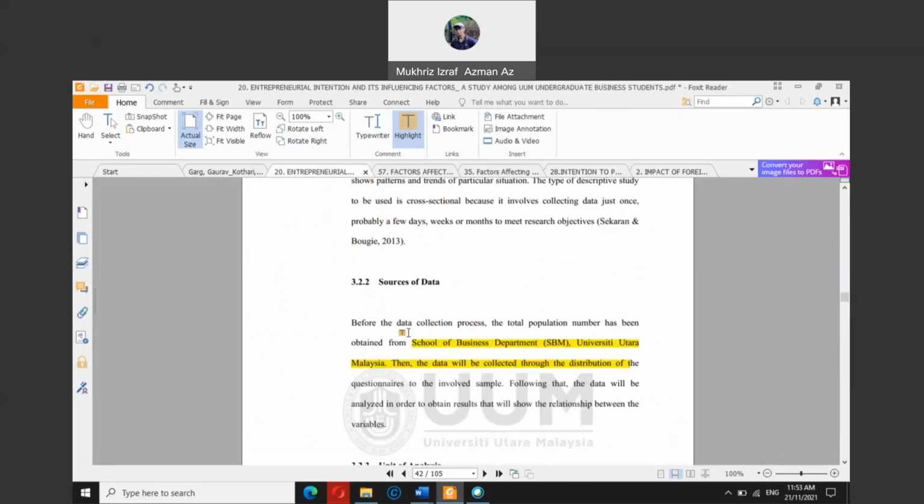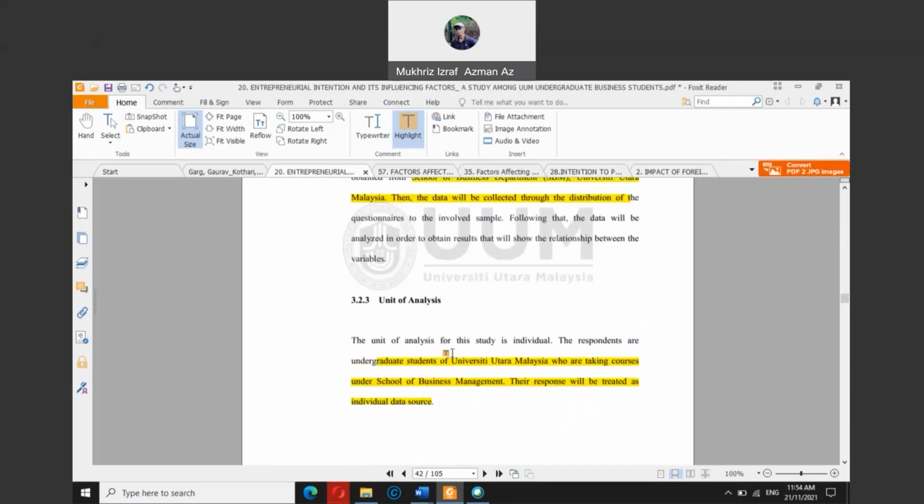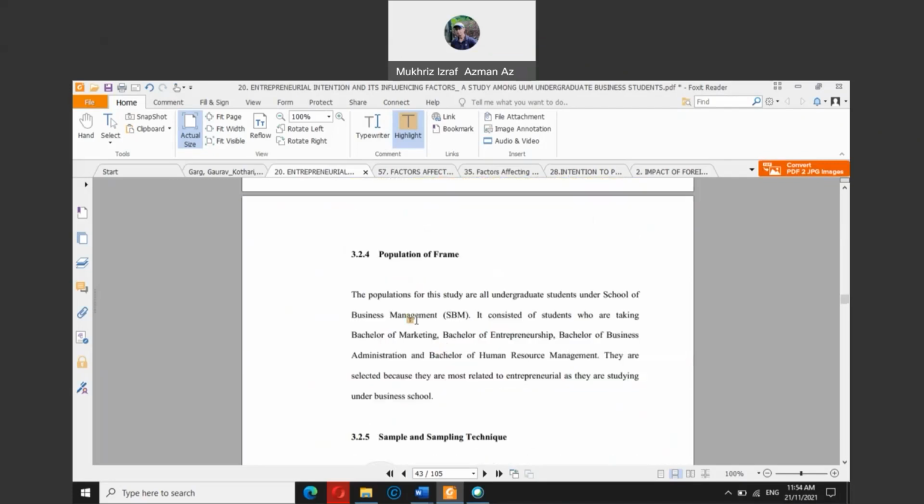So in this data collection, the population has been obtained from SBM. But I need you to be more specific about how you actually do it. Of course I do not require you to produce all the names of the students, because you just need to determine the number of population. You can go and ask the department, but you need to specify it later in chapter 3, when you determine the sample size and the population frame.